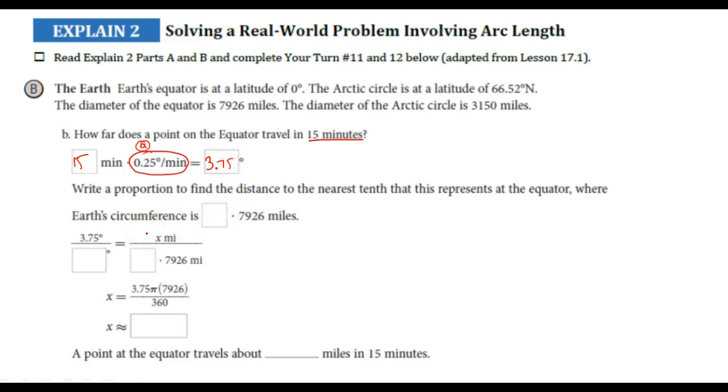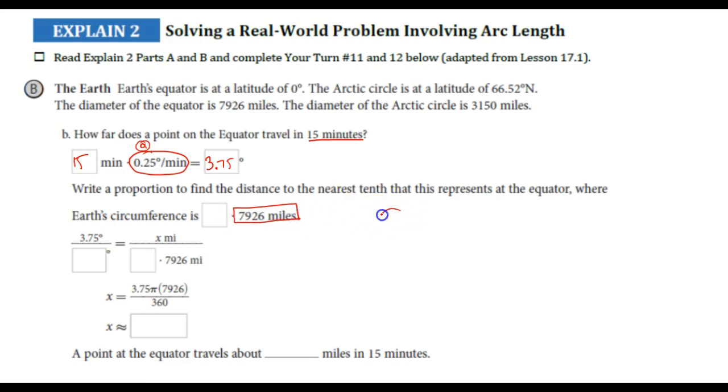Alright, the next thing they want us to do is write a proportion to find the distance, to the nearest tenth, that this represents at the equator, where the circumference is. And I like that they at least give us our circumference, which is nice. So this is how much our circumference is, just in case you didn't know.